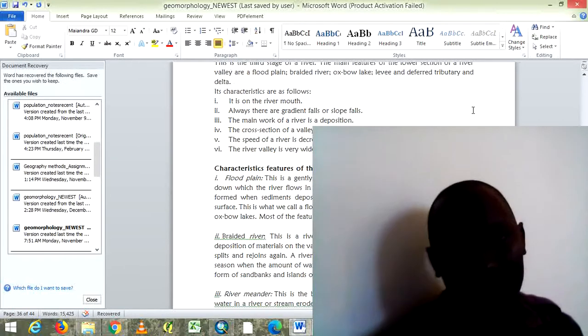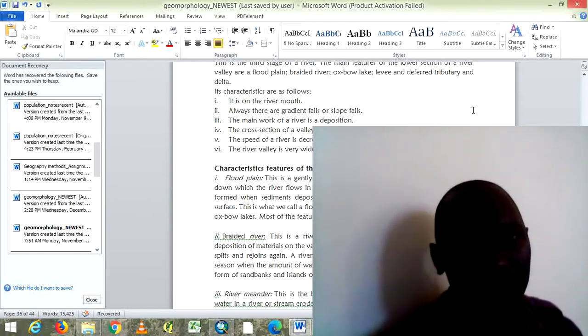Of course, we know that the floodplain is a gentle sloping plain of alluvium covering the valley floor down which the river flows in a meandering channel. The floodplain is normally formed when sediments deposited on the valley floor produce a gently sloping surface, what we call a floodplain, often marshy and contains numerous oxbow lakes.